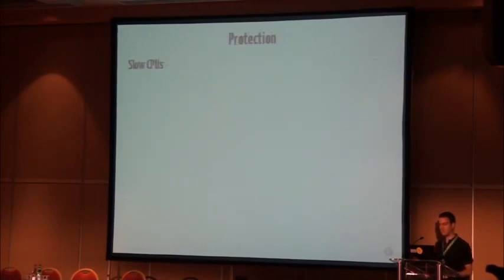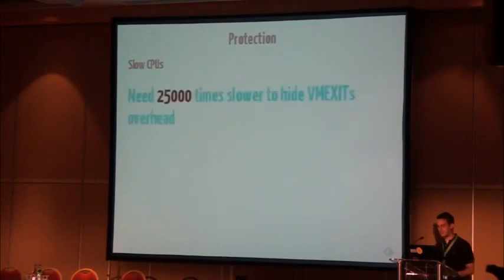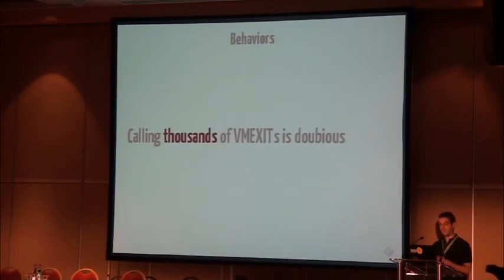One idea is to slow the CPU. You remember the two loops from before? What we will try to do is to slow down the CPU, such that when I do one NOP, it will take the same time as when I do one CPUID. All right? But our research showed that you need to slow down your CPU by 25,000 times to hide VM exits overhead, not usable today. Also, for detection, calling thousands of VM exits is dubious, pretty strange.